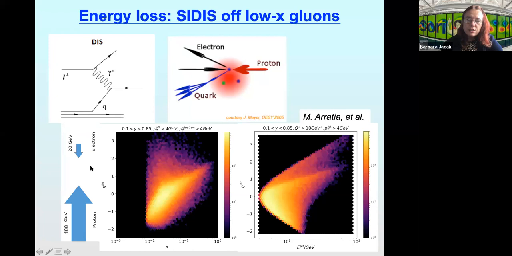These are some simulations from a paper that I have the pleasure of being a co-author on. If you ask where do all of the jets above 4 GeV go, mini jets if you will, and you plot it as a function of x and eta of the jet, you find that the low x jets go off in the electron-going direction, as you would expect. You also find that at those etas, the jets are really soft.